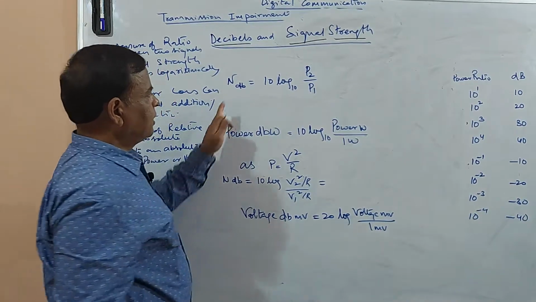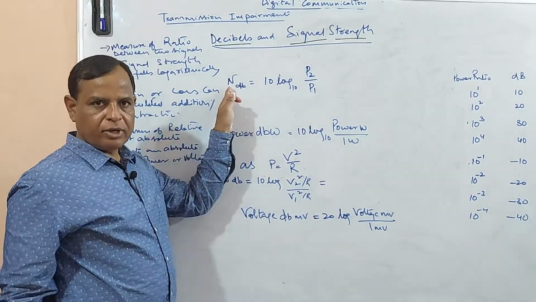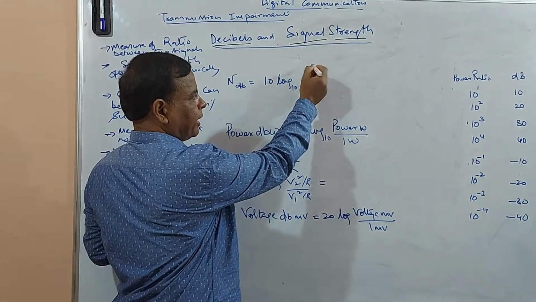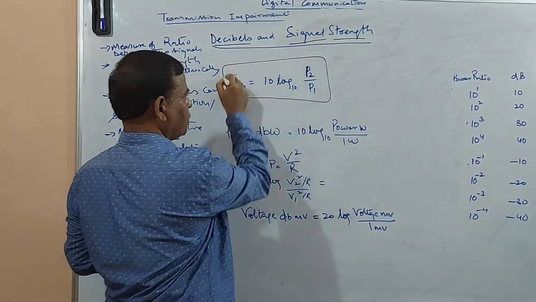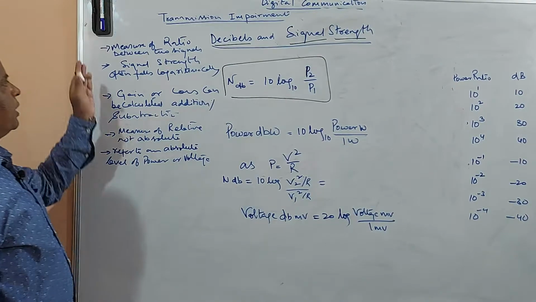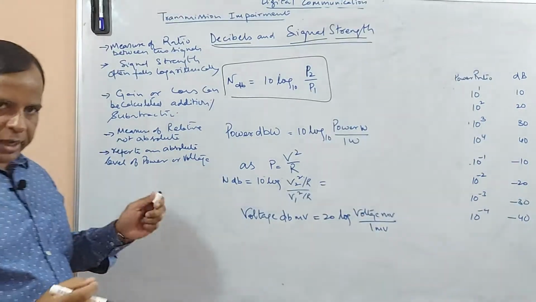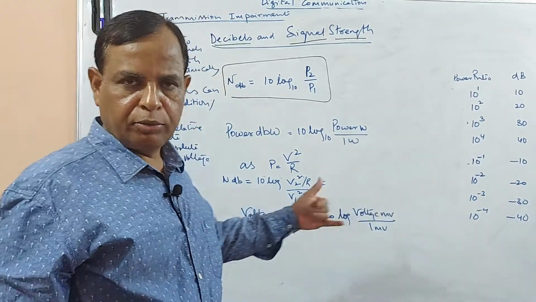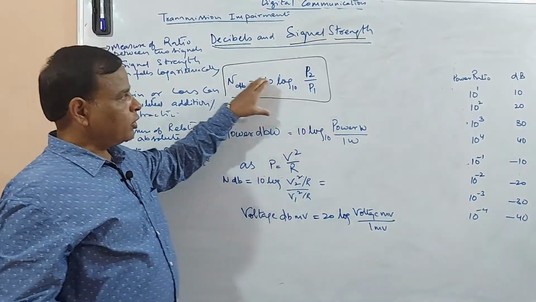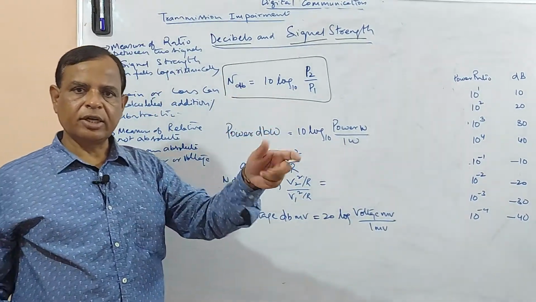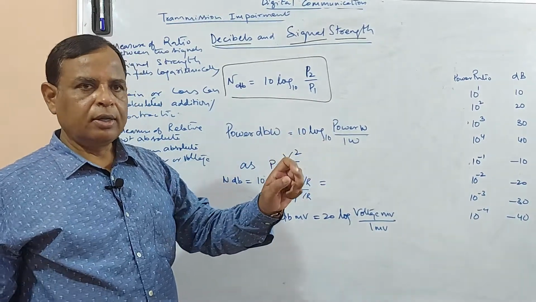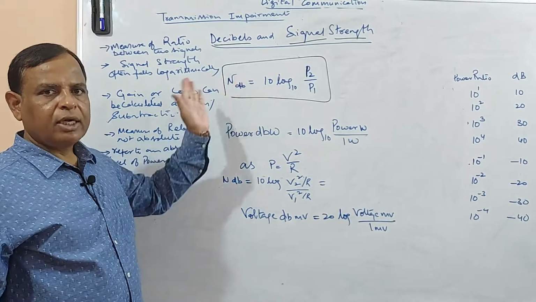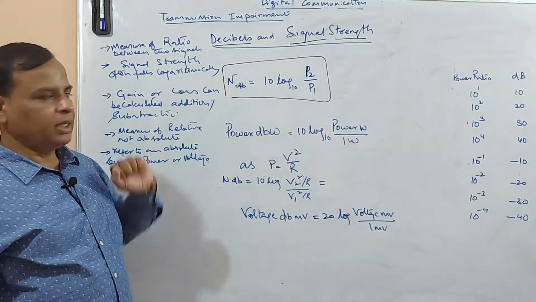The number of decibels is equal to 10 log of the power ratio. It is a measure of the ratio between two powers. Here we are talking about the power level, since signal strength means its power. So the ratio is represented in logarithm, and finally you get the value in dBs.